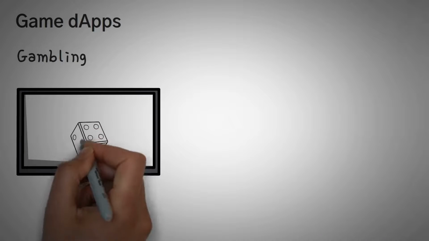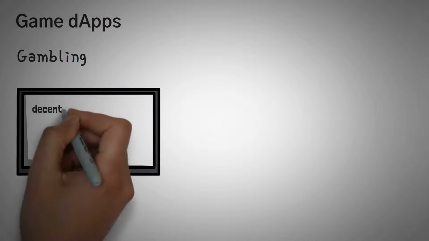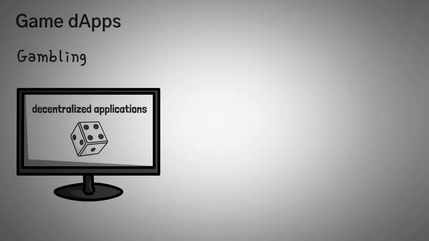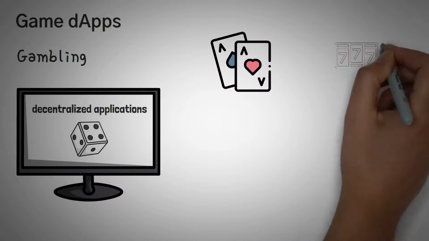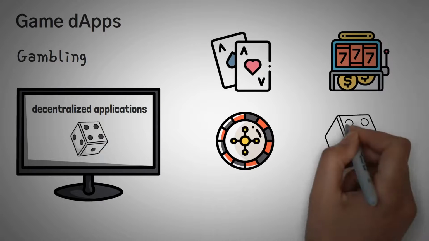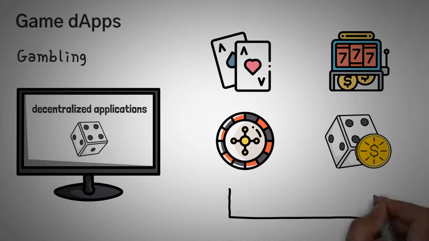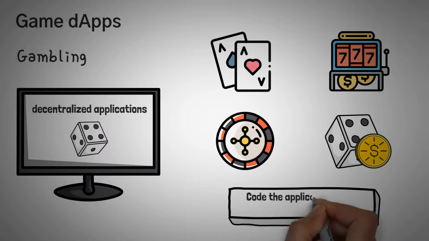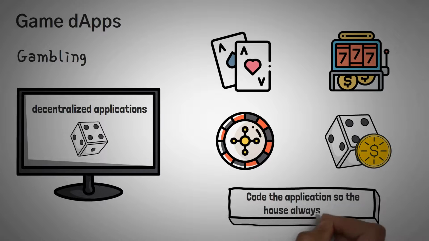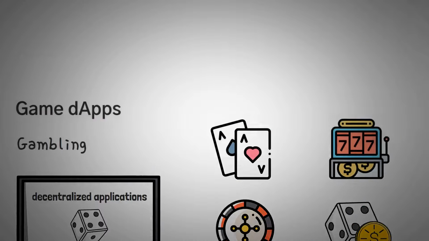Number three is basically gambling. Just like Zed is technically a gambling app, there is an absolutely massive list of blockchain gambling websites out there that are technically decentralized applications. There are dApps that allow you to play games like poker, slots, roulette, even simpler games like dice rolling or coin tossing. In fact, you can code these applications so that the house always wins, even if it's by 1%, but people love playing these games.